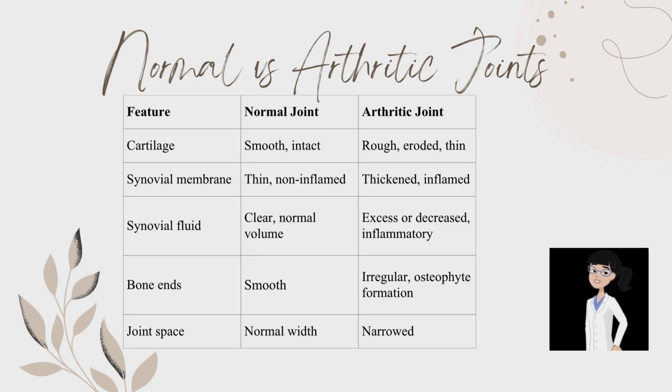Let's compare the two conditions side by side. In a normal joint, cartilage is smooth and intact, the capsule is elastic, and movement is painless. In an arthritic joint, the cartilage is rough and thinned, the capsule becomes thick, bone ends may form spurs, and movement becomes painful and restricted. Over time, this can lead to visible deformity.